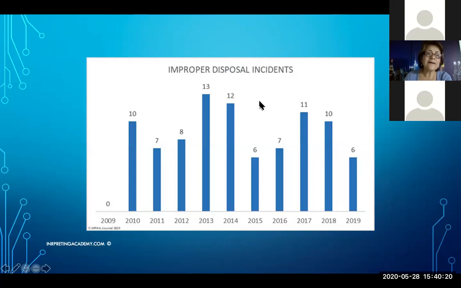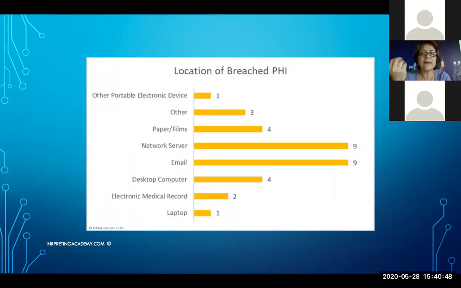Look at this graphic: improper disposal incidents. In 2018, we had 10 cases. They just put their notes or their invoices in the trash can, and somebody was able to get a hold of them and use them. And in 2019, 6 cases, so 4 less, but it's still a problem. So I want you to think and have a reflection. What are you doing with all of this information? Where are you keeping all of this?